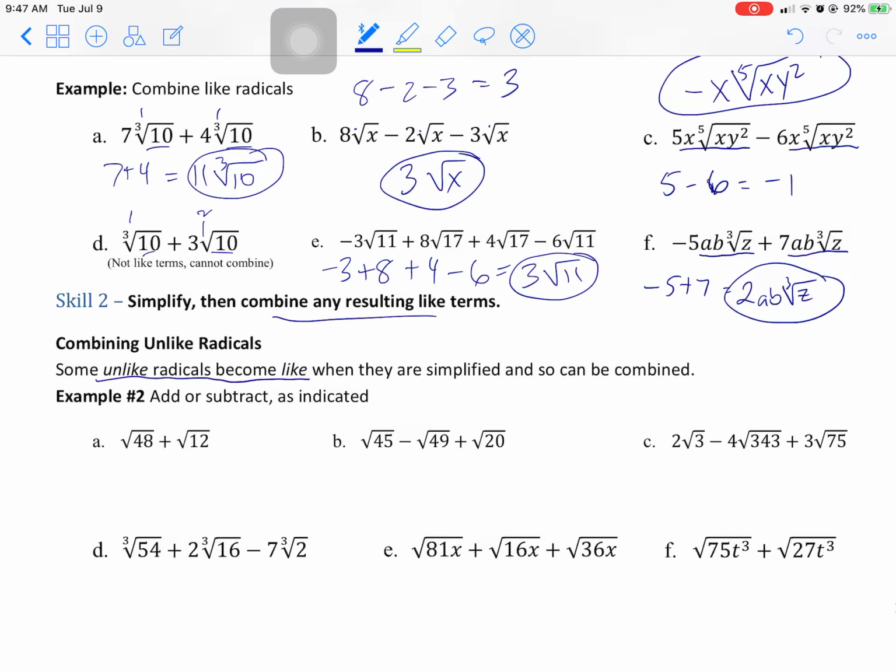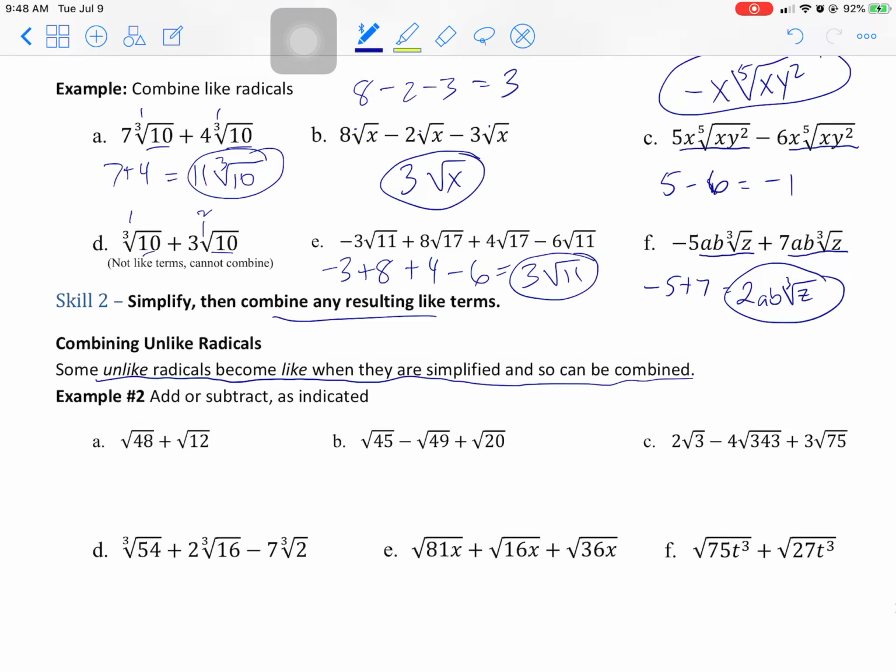Unlike radicals become like when they are simplified so they can be combined. Some unlike radicals become like when they are simplified. So in other words, they're not as nice as the ones up here. They need to be simplified. So right now, look at A. They have identical indexes, but they don't have identical radicands, and they're not simplified radicals.